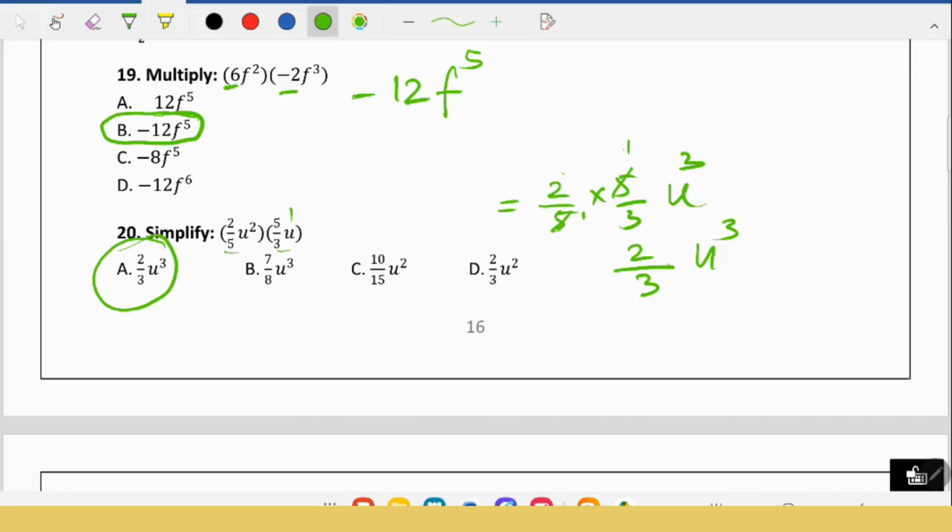So I hope you understand these questions and you like this lesson. We solved quite a few questions here. They were tricky questions as well, especially those which involve fractions.